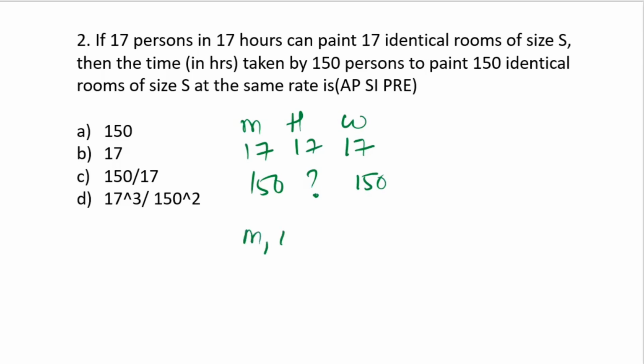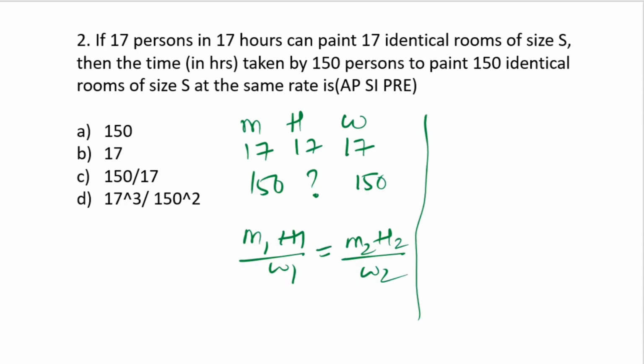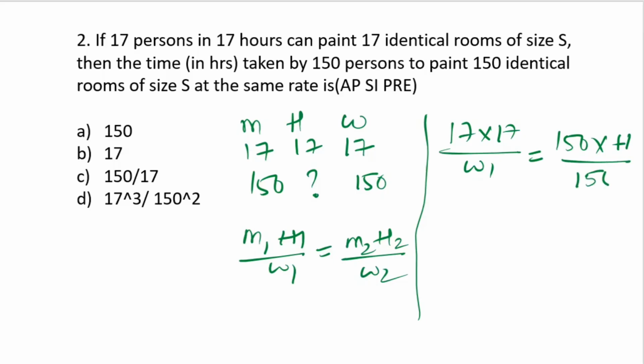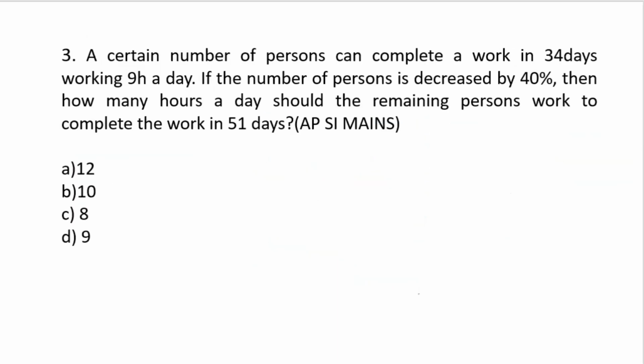So what is the formula? M1 H1 by W1 is equal to M2 H2 by W2. So M1 is 17 into 17 by W1, which is equal to 150 into H hours, which I don't know. I have to find it out, and here the work is 150. So this W1 is nothing but 17. So 17, 17 cancel, 150, 150 cancel. So how many hours? 17 hours. So the option is 17. I hope you also get the same answer. Let us see the next question.